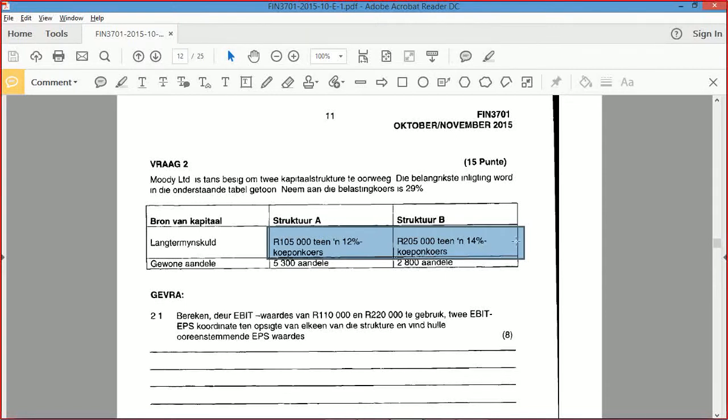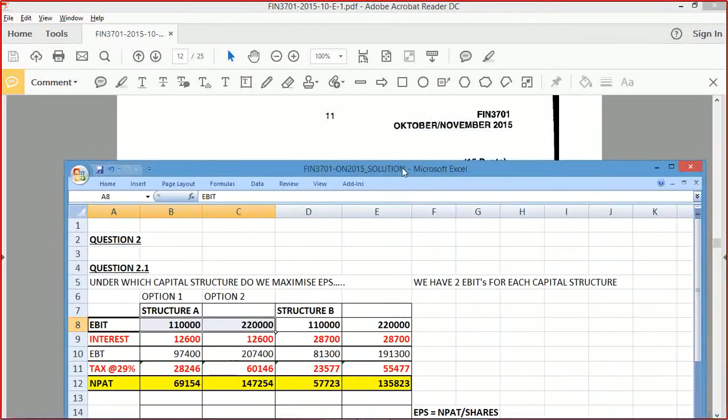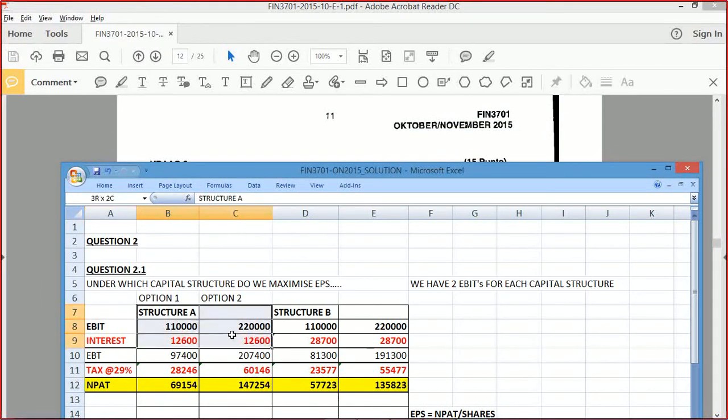Then you get EBT. Can you now take off the tax? Yes. And can we get net profit after tax? Yes, we can. Right, so that's the first bit. You've got structure A and B, and A and B each had an EBIT. That was the one, that was the other. Can I just work them out quickly? Yeah, of course. I'm just showing you what the table would look like.